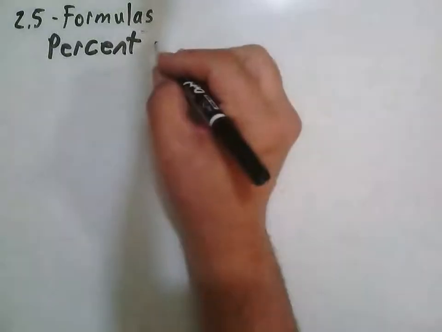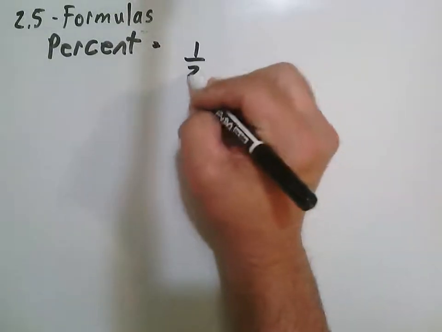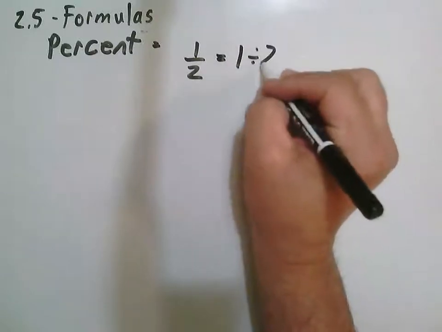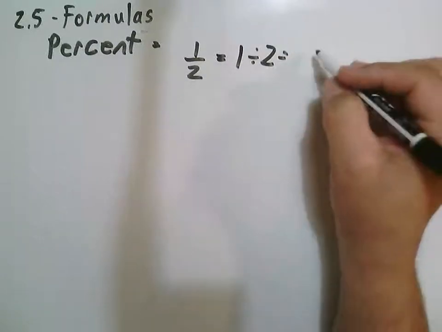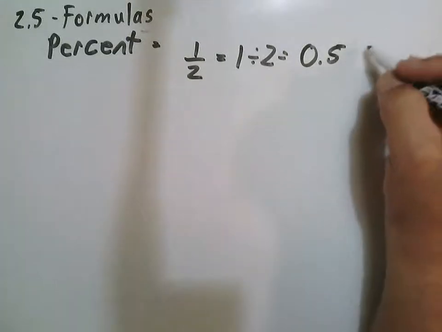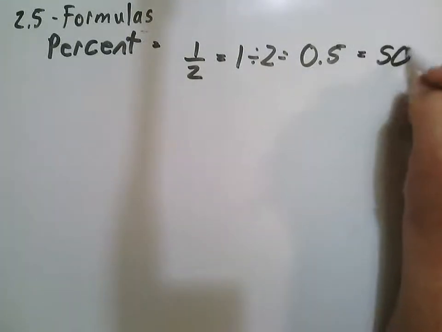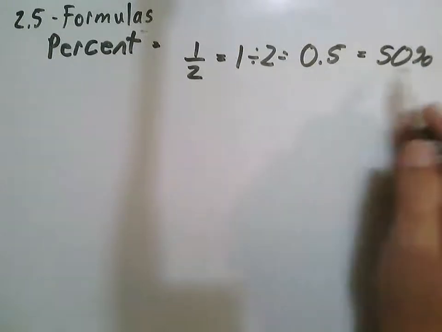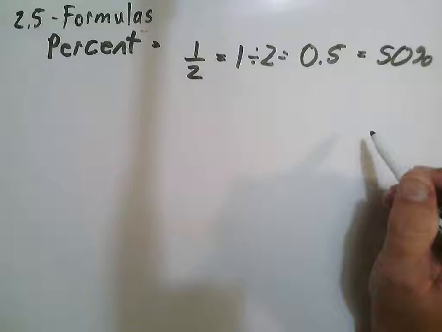So when we use percentages, let's just say we're saying 1/2. 1/2 is the same thing as 1 divided by 2, which is the same thing as a decimal of 0.5, which is the same thing as a percentage of 50%. Now notice the only thing we've done here is move the decimal two places to the right and add a percent sign.